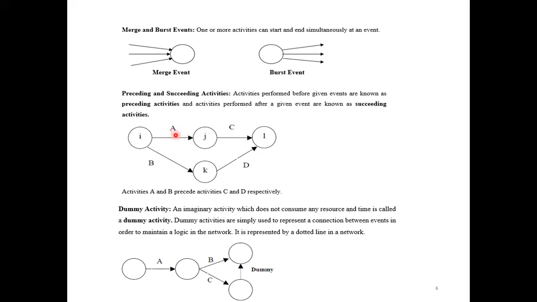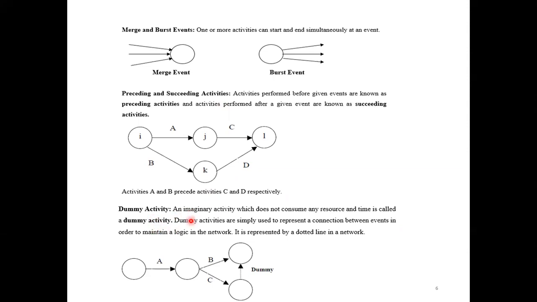For C, A is the preceding activity. So what is the immediate predecessor activity? Likewise, for activity B there is no immediate predecessor, but for D, B is the predecessor, the preceding activity. At the same time, for B, D is the succeeding activity. That is what preceding and succeeding activities are. Activities A and B are preceding activities and C and D are succeeding activities respectively. You will come to know when you do a practical example. Right, now we'll go to the next one.